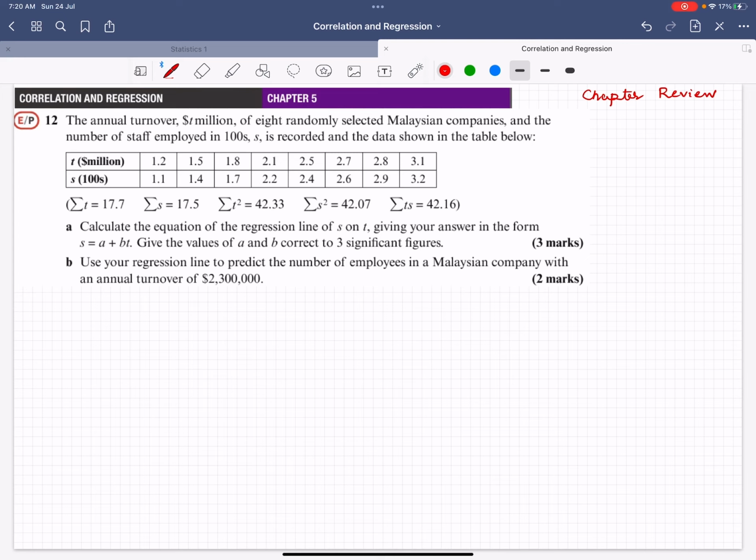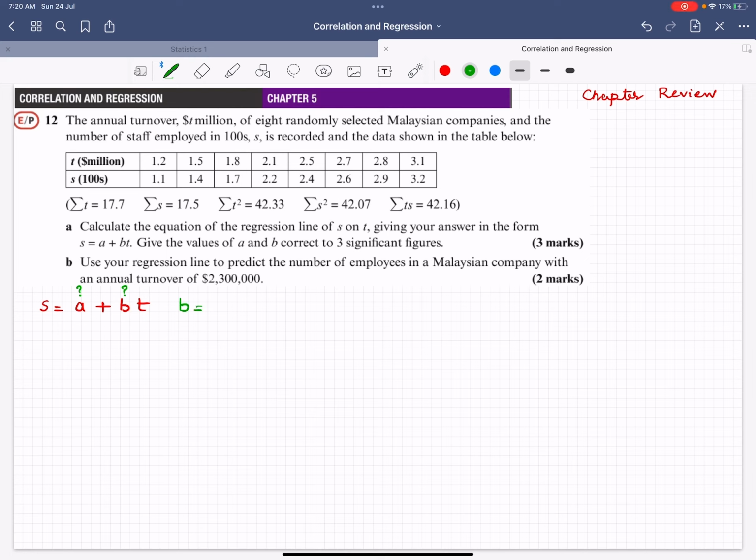So we need to calculate the equation of regression line of S on T. So let's write the general form of the equation first. S is equal to A plus BT. Now in the equation of regression line, if we calculate the value of A and B and plug it in, we have it. So let's start by calculating the value of B.